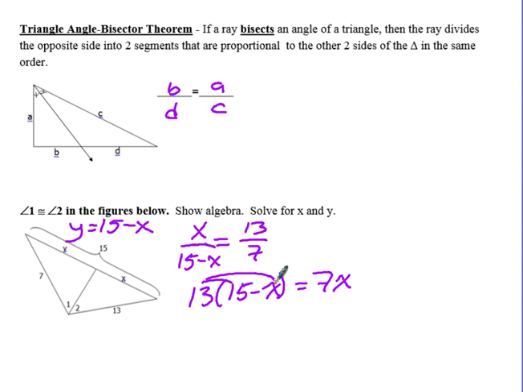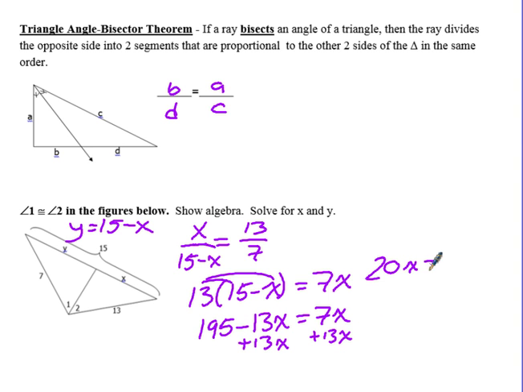Then I distribute like I always do. 13 times 15 gives me 195. 13 times negative x, make sure you watch out for that, gives me minus 13x, and then 7x. And as always, now we just solve for x. So this gives me 20x is equal to 195. When I divide both sides by 20, I get that x is equal to 9.75.